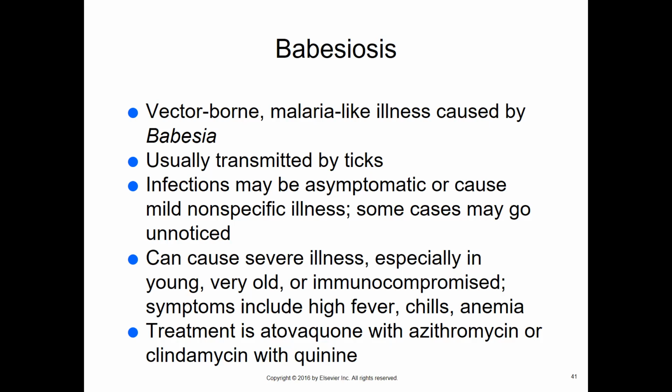There are two hosts: an intermediate host, which is the white-footed mouse, and a definitive host, the deer tick. So humans are considered the dead-end host and enter their life cycle by mistake. Human-to-human transmission occurs through blood transfusions. Treatment would be quinine and clindamycin for a period of 7 to 10 days.